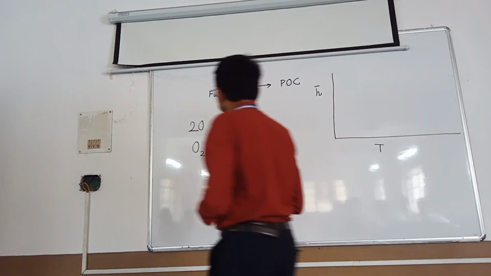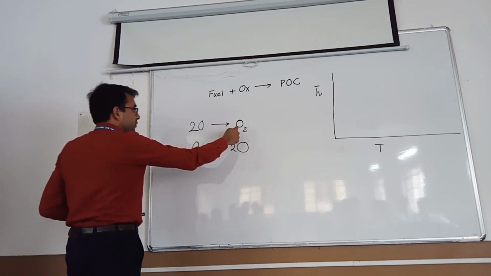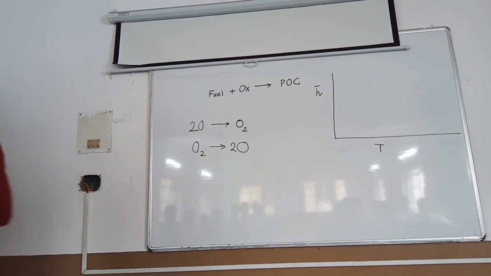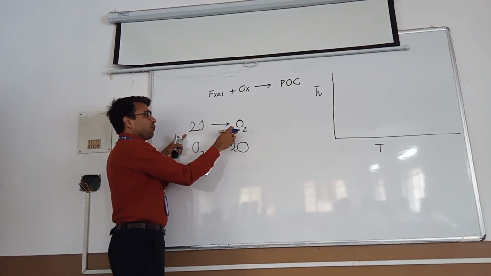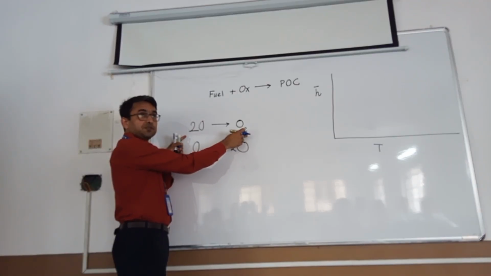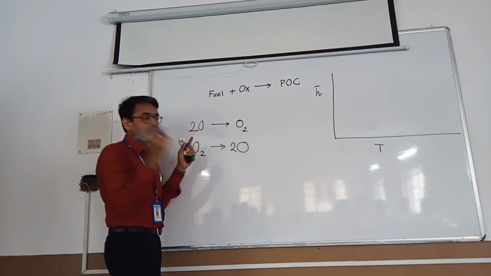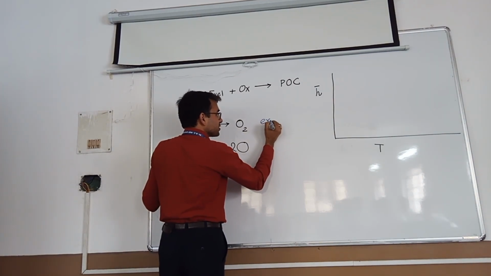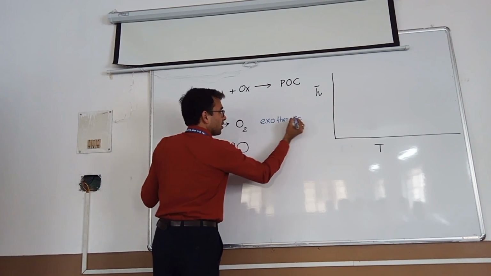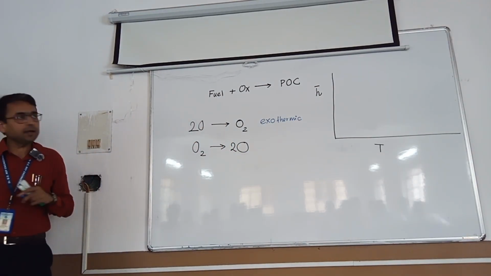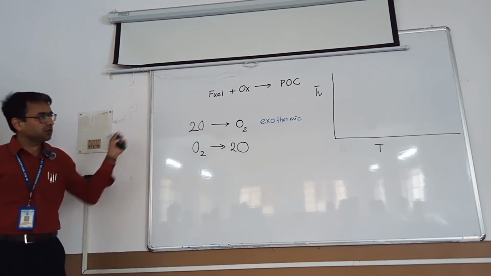Next, how can we visualize this in the diagram? First, which type of reaction is this? Can you tell me? Endothermic, exothermic? Bond is formed, and if bond is formed, energy will be released. So it is exothermic. And the reverse reaction is obviously endothermic.